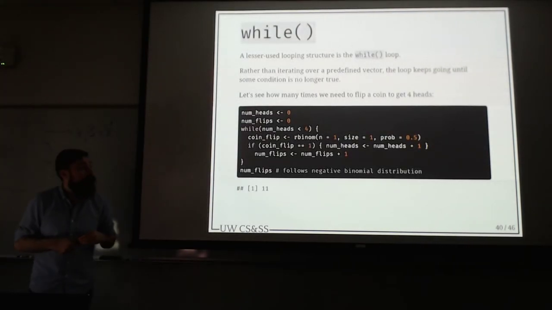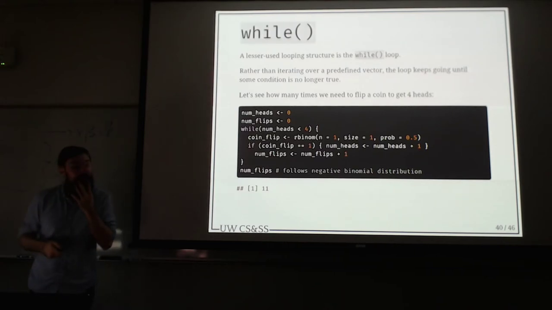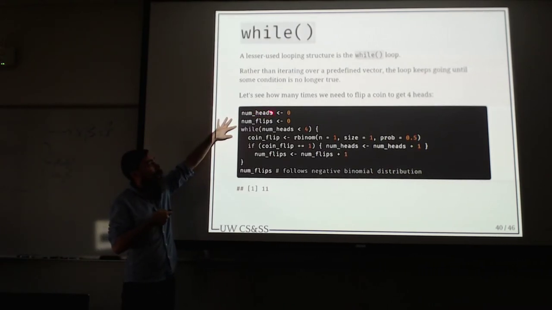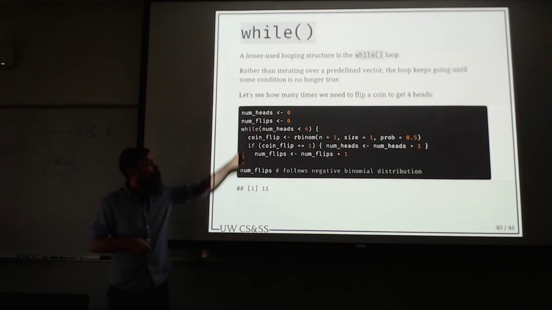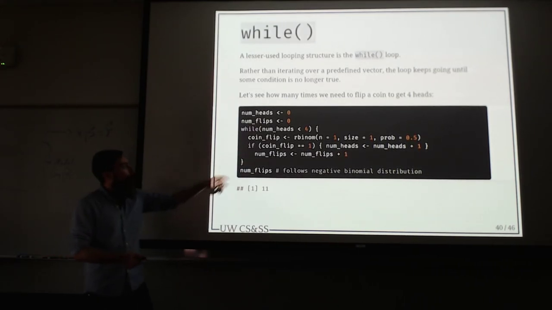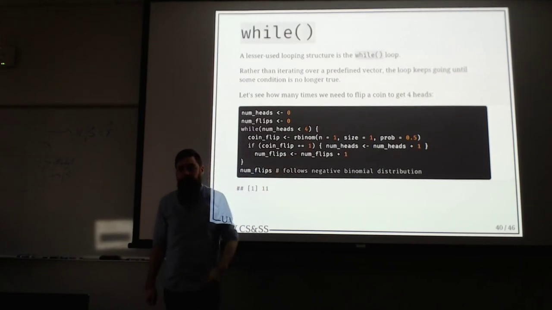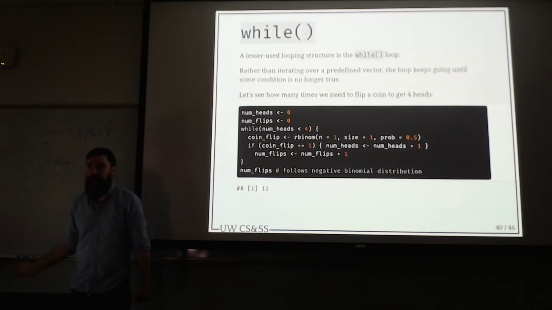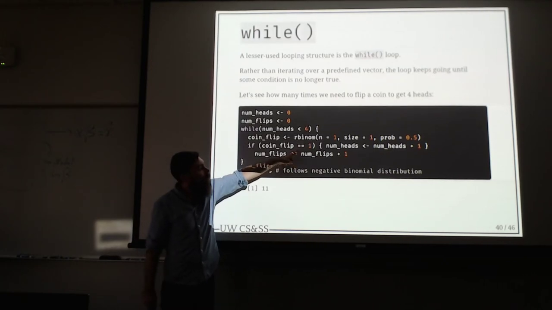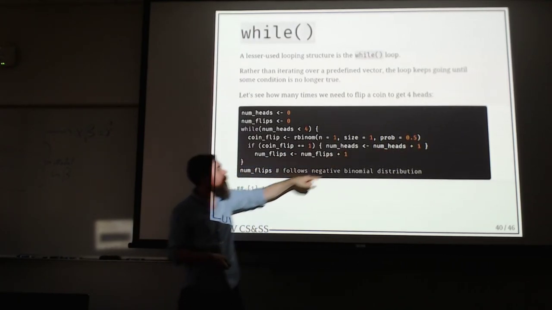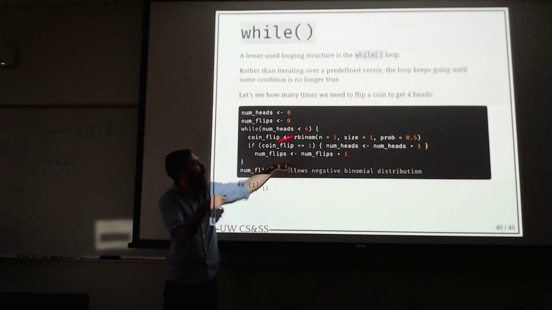A toy example here is: let's see how many times we need to flip a coin to get 4 heads to come up. So I pre-allocate 2 things, which are just the number of heads we have and the number of coin flips I make. Then I say, well, while the number of heads is less than 4, keep going through iterations of this. I'm going to say the current coin flip is a size 1, 50% probability draw from a binomial distribution. That means it's going to be a 0 or a 1, 50-50 chance of either. It's a coin flip. Then, if the coin flip is a 1, I'm going to say 1 is heads. If it's 1, increase the number of heads by 1. If not, do nothing. And then increase the number of flips by 1 no matter what.